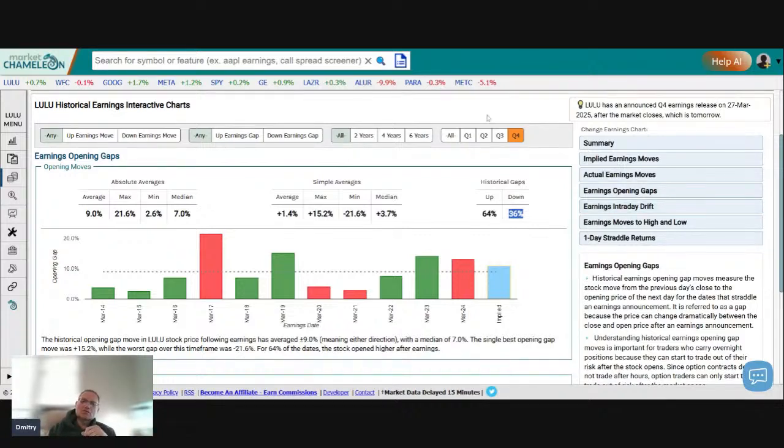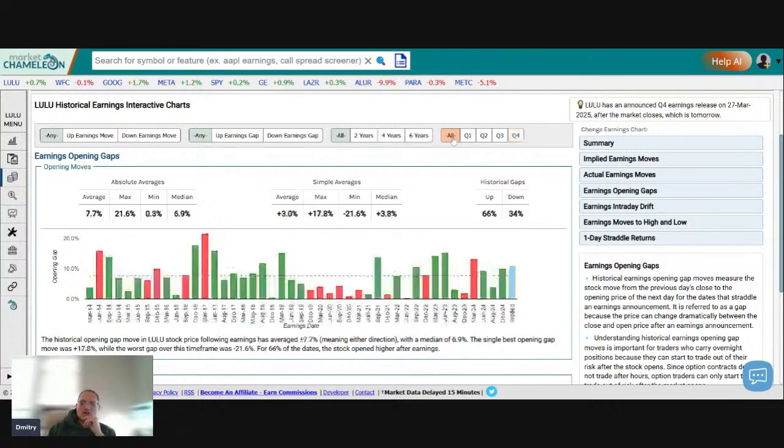Let's go back now to all. We could also narrow this down by the number of years, because is there something different in our data set in the, let's say, last 2 years than in all the years, the last 6 years, 4 years? So we could narrow down to 4 years to see if these numbers change, because this is going back to 2014, right? Over 10 years.